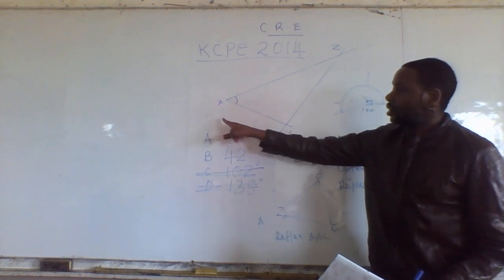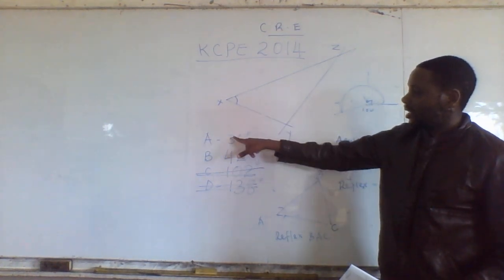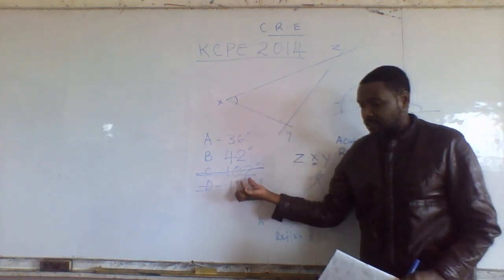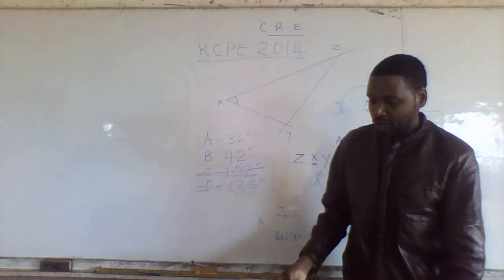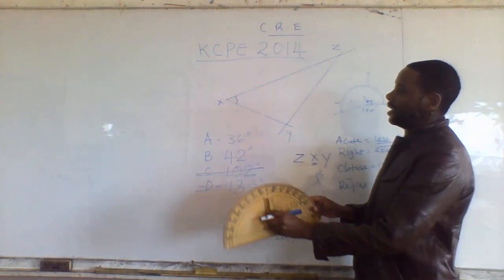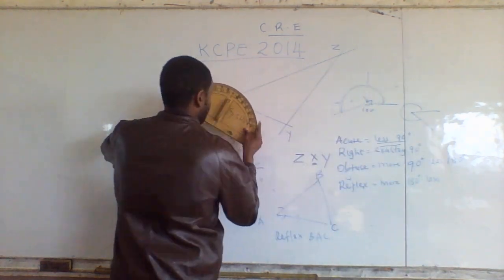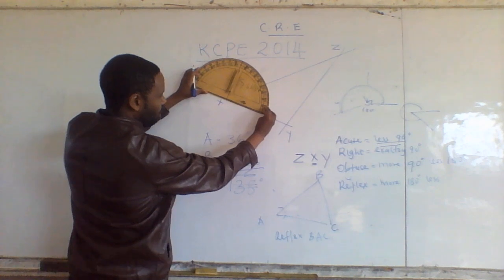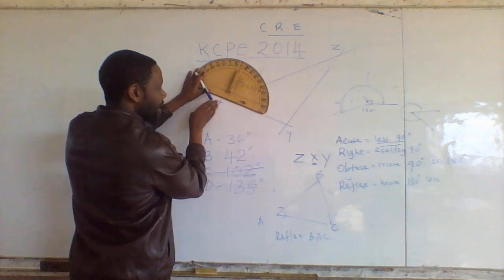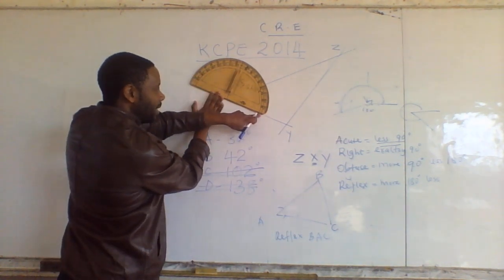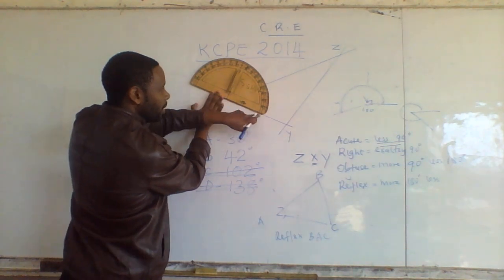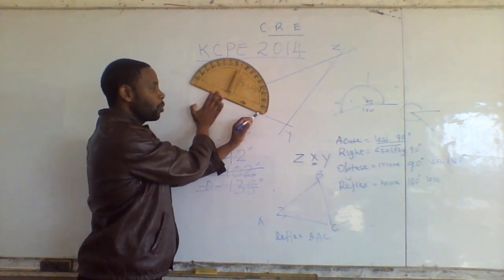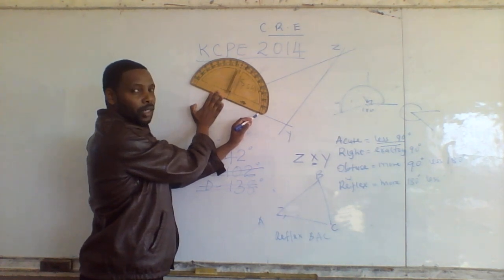Back to our question. We are measuring an acute, so the answer lies here or here. We have already cancelled these because they are not acute answers. Are we together? So now to measure, there are two ways. One way is to place your protractor like this. Can you see the way I'm placing it? When you place it like that, this is your baseline. So when I'm using this baseline, I'm going to start with 0.